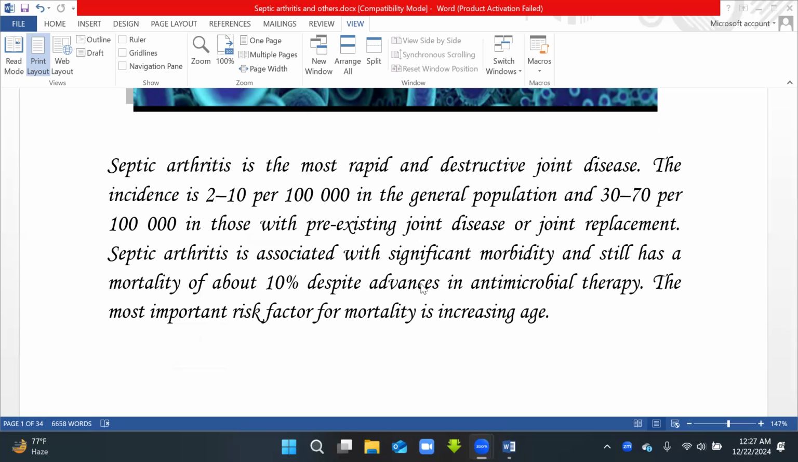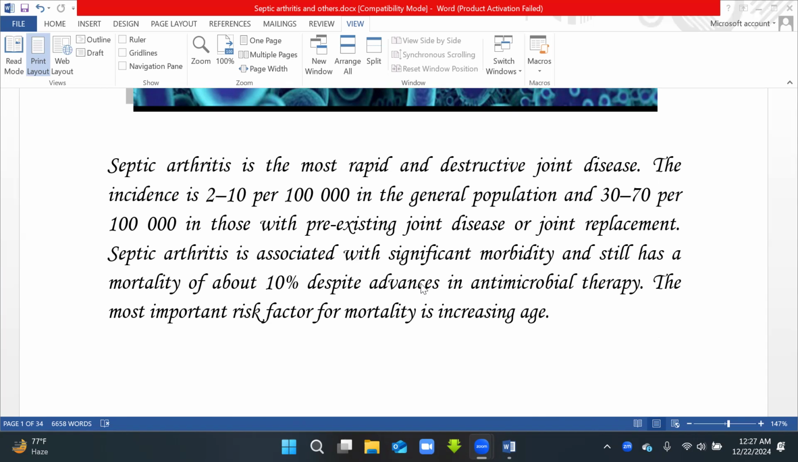The incidence is around 2 to 10 per 100,000 in the general population and 30 to 70 per 100,000 in those with pre-existing joint diseases or those who had a joint replacement surgery. Septic arthritis is associated with significant morbidity and still has the mortality of about 10% despite advances in antimicrobial therapy.